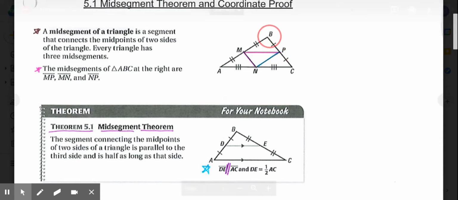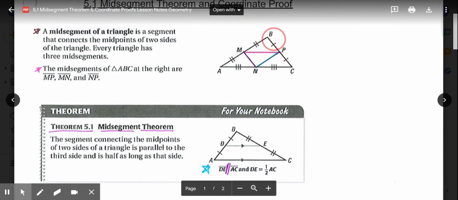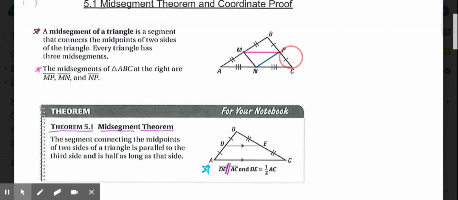P is the midpoint of BC. So BP and PC are equal or congruent to each other. So then the segment MP that connects these two midpoints is a midsegment. N is the midpoint of side AC, meaning AN is congruent to NC. So then MN would be a midsegment and PN would also be a midsegment.